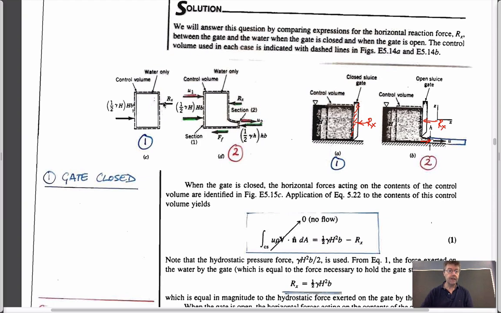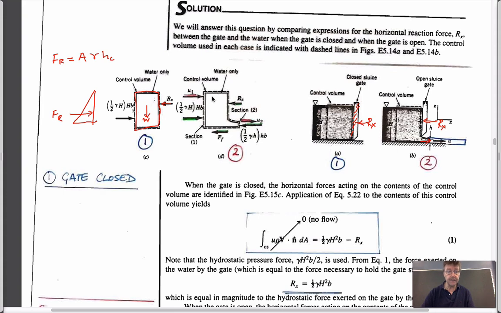Well, with the gate closed, the free body diagram we have looks like this. We have the weight of water acting downwards. We don't care what that is. We have a reaction force acting here, and that has to equal the amount of fluid on the upstream side, which would be this resultant force here. You can probably remember that the resultant should equal what? It should equal an area multiplied by a unit weight times the depth of the centroid.